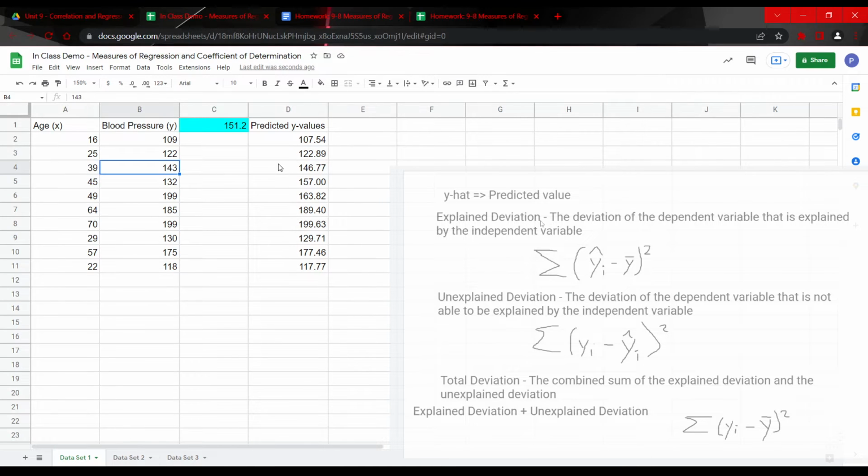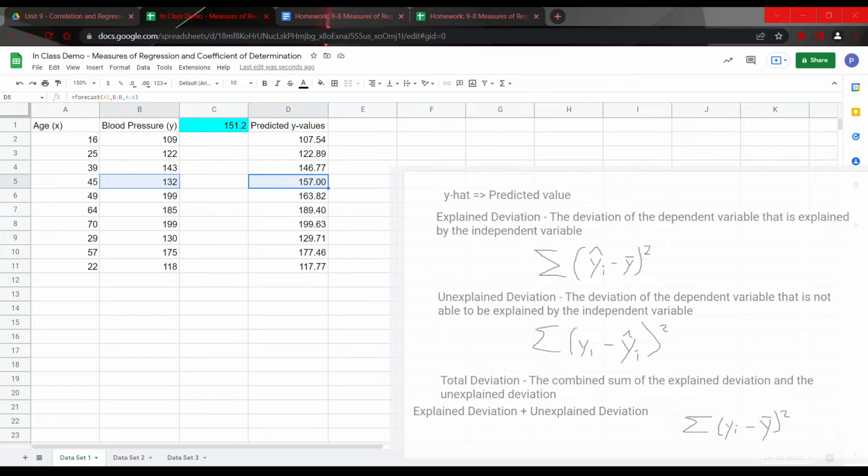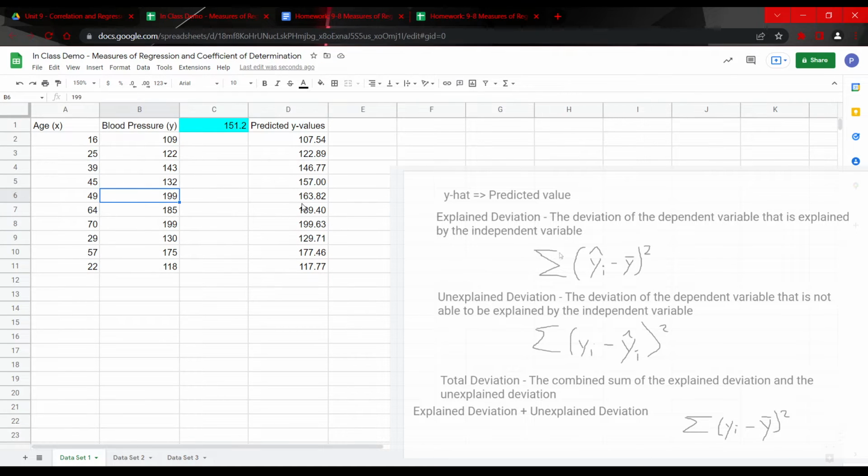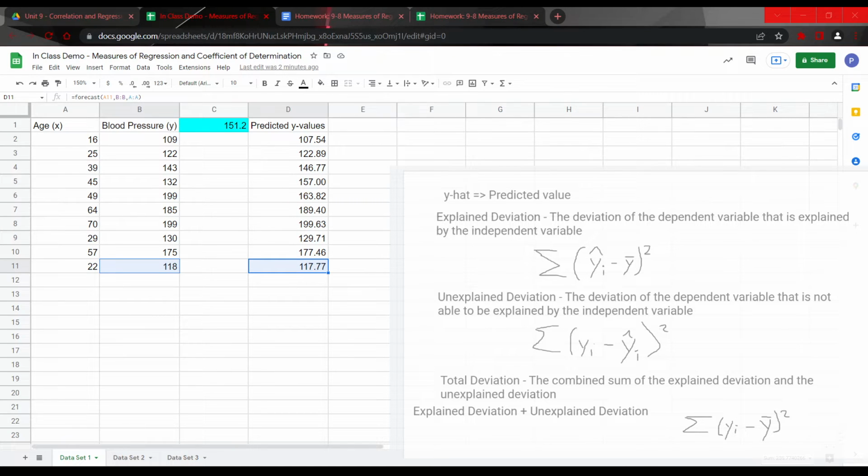Let's look at some of these other ones. 39, I was off by about 3. The 45-year-old, I was off by a lot. I was off by almost 25 points there. Same with the person with the age of 49. I was off by another 30-ish. 64, I was pretty close. 70, I was really close. 29, I was close. 57, I was close. 22, I was close. So I was close for most of these data points, right?